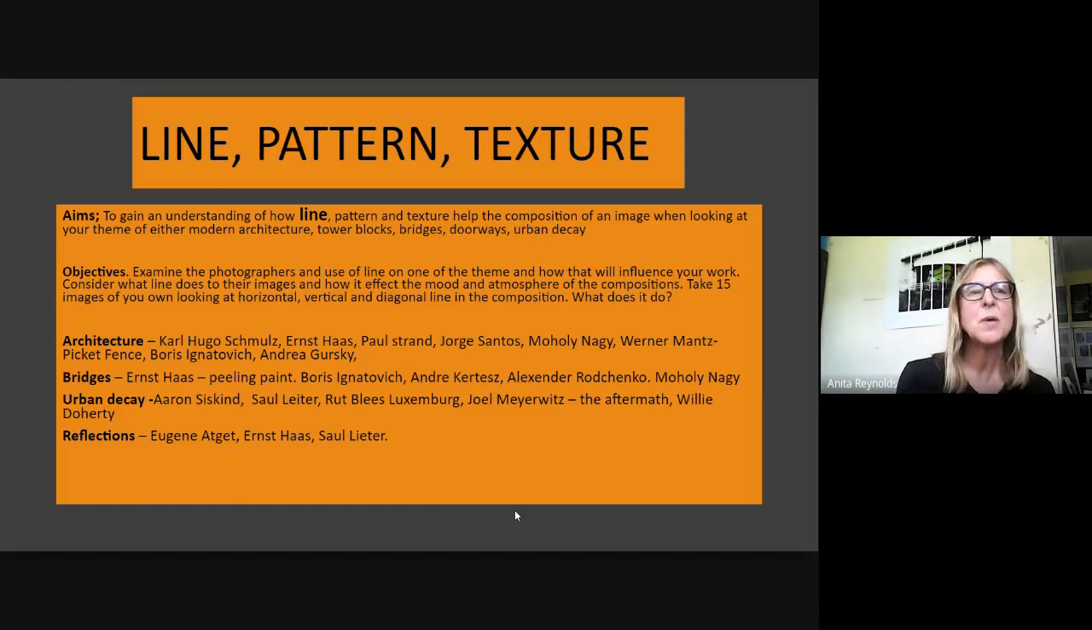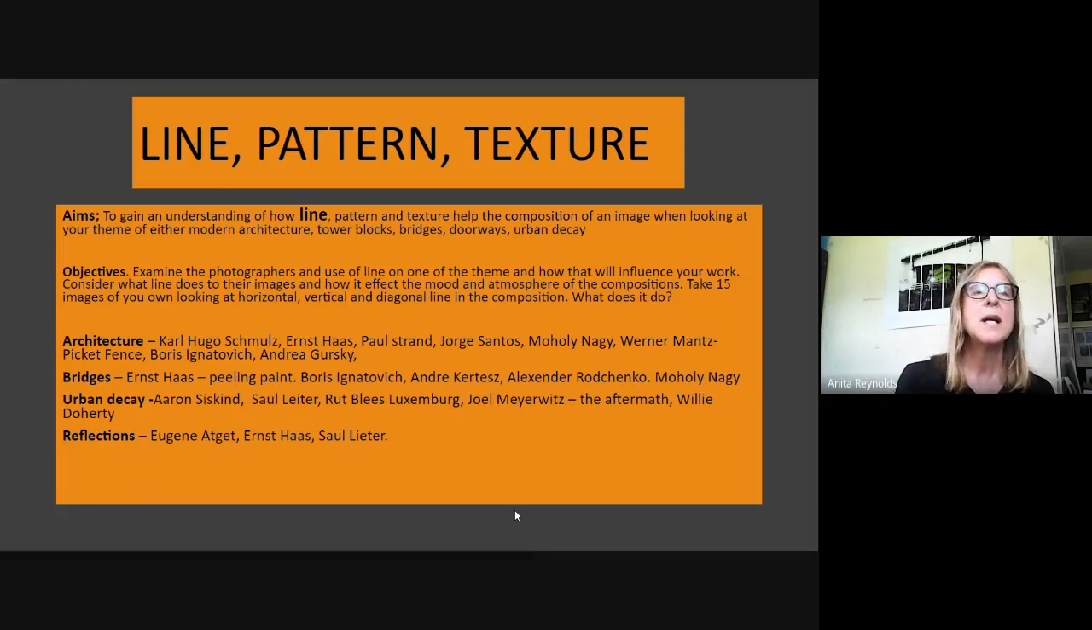For your digital project, you're going to be looking at different themes. So you can choose between these themes in urban landscape: architecture, bridges, urban decay, or reflections. What we're going to look at first in this session is composition. Composition is the way things are laid out. And you're going to be looking at how line affects the composition.